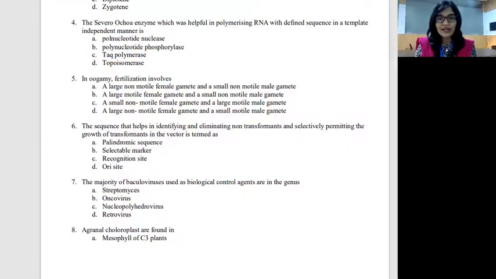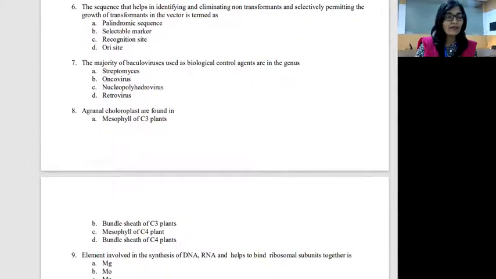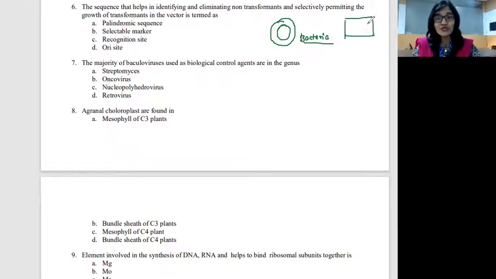The sequence that helps in identifying and eliminating non-transformants and selectively permitting the growth of transformants in the vector. This is a question from biotechnology. Okay, let's understand this. What I'm going to do is take a plasmid. So where will I take the plasmid from? We already know plasmids come from bacteria. Suppose this is the bacteria. The bacteria has a nucleoid. They do not have an organized nucleus. So they have something called a plasmid, which is extrachromosomal. So I'm going to isolate only the plasmid.